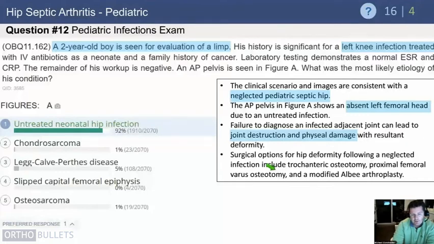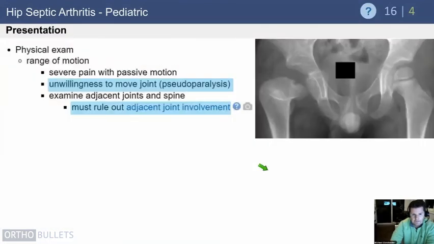And the problem is it often causes a lot of destruction in the femoral head. So an absent femoral head in this history certainly goes along those ways. And these other diseases are not common in 2-year-olds. Most of them are in much older individuals.